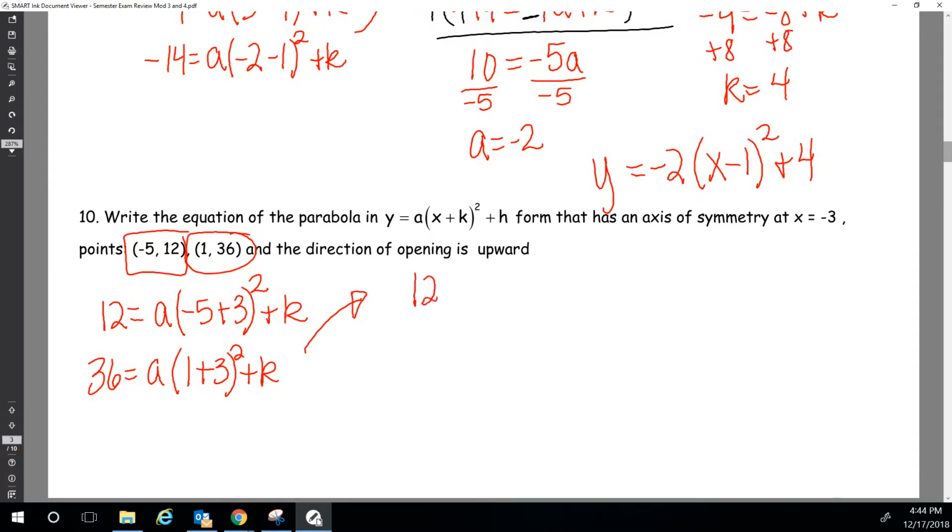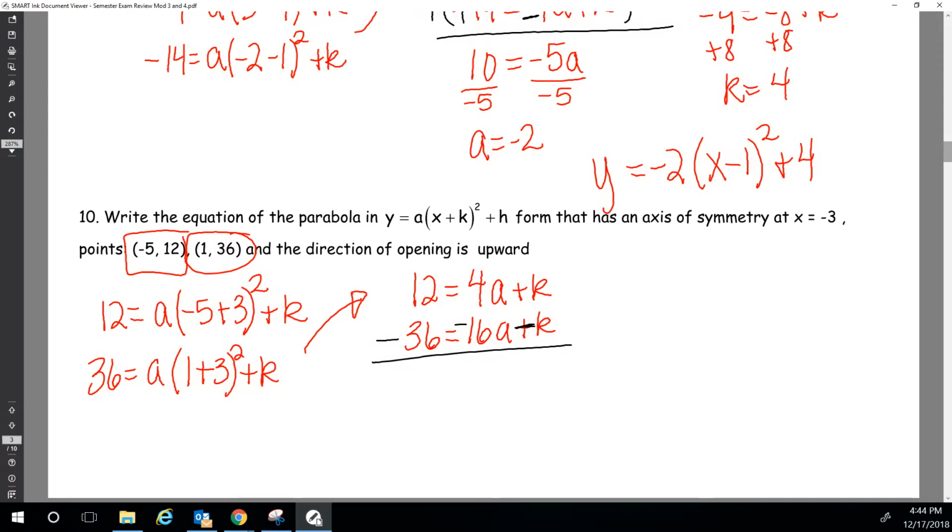Making that look a little prettier, we've got 12 is equal to -5 plus 3 is -2 squared. -2 times -2 is 4a plus k. For the bottom one, we got 36 is equal to 1 plus 3 is 4 squared would be 16a plus k. Again, they're both plus k, so if I just change the sign on one of them, when I add them together, we'll get rid of one of them.